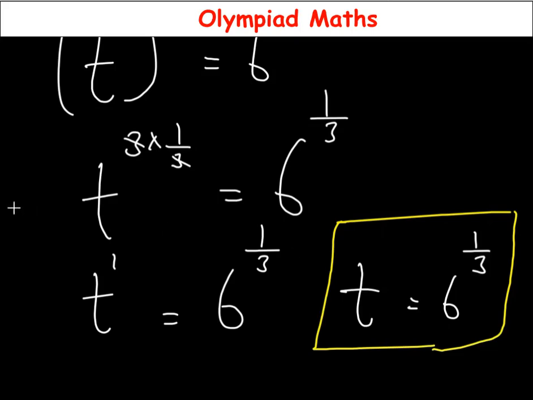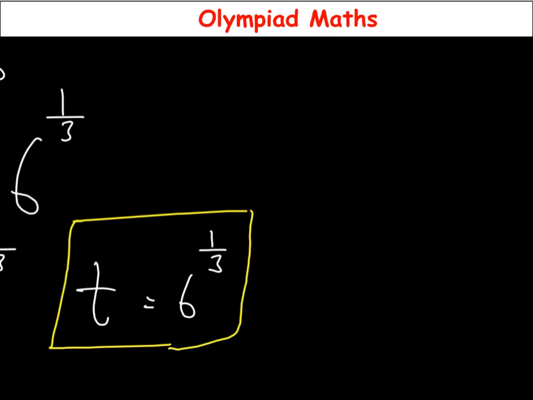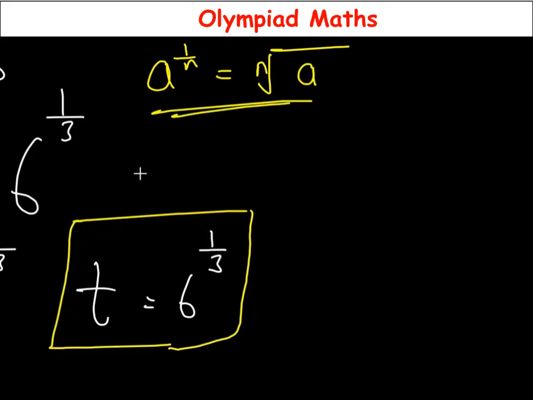But we can still simplify the value of t further, following this rule: if you have a raised to power 1 over n, this is equal to the nth root of a. Applying this principle, the value of t is then equal to the cube root of 6 raised to power 1, and 6 raised to power 1 is the same thing as 6.